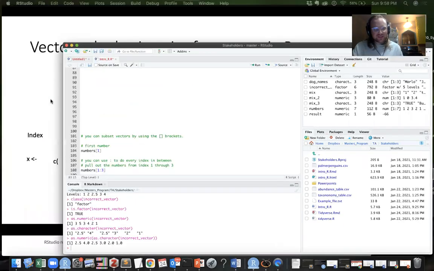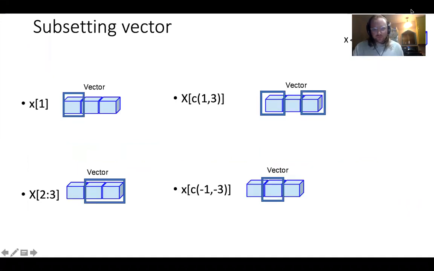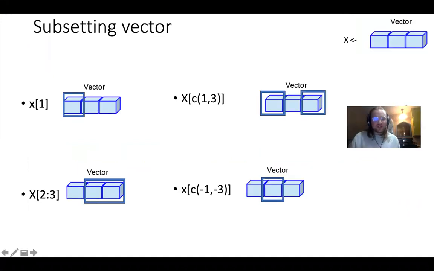Okay, now let's get into subsetting data. This is where the index comes into play. Here's how you subset vectors in R. Let me just make this one. I don't know if you'll see that or not.